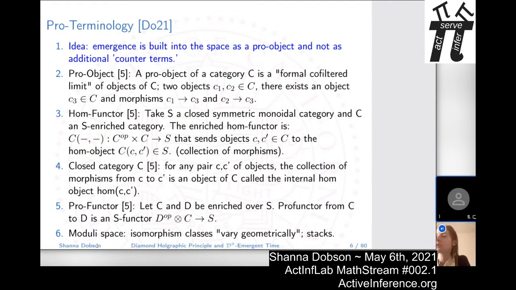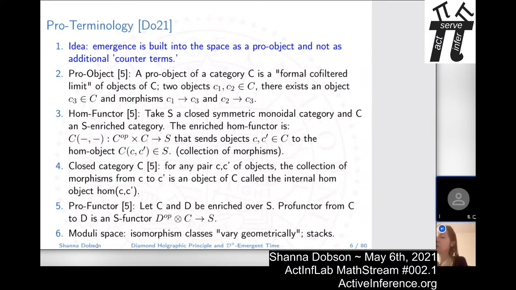So you have a Hom functor. Also, you take S to be a closed symmetric monoidal category. I have the definition for both of these. Symmetric monoidal means it has a tensor product, and you take C an S-enriched category, which means the Hom set of C takes values in S. So you have this enriched Hom functor, which goes from the product of C opposite with C, where C opposite is the same category with the arrows reversed, to S, and sends a pair of objects in C to this Hom object, which is a collection of morphisms. So look at that, you're actually mapping each pair of objects to where it can go, to all the possible paths. And I think this is very nice.